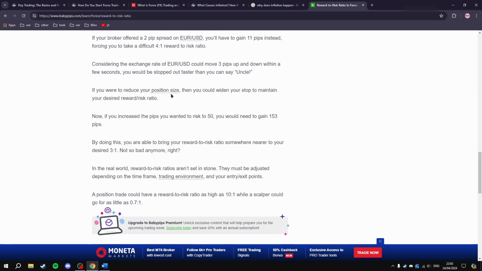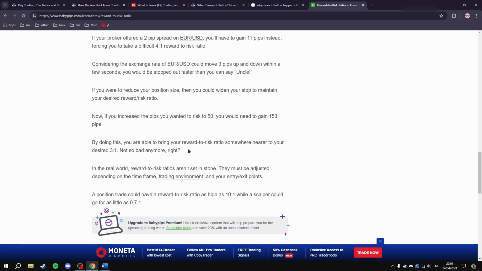If you were to reduce your position size, then you could widen your stop to maintain your desired risk to reward ratio. Now if you increase the pips you wanted to risk to 50, you will need to gain 153 pips. By doing this, you are able to bring your reward to risk ratio somewhere nearer your desired 3 to 1. Not so bad anymore, right?